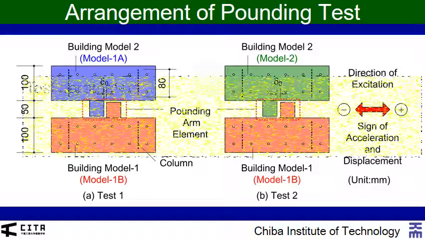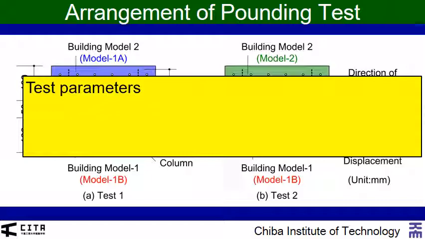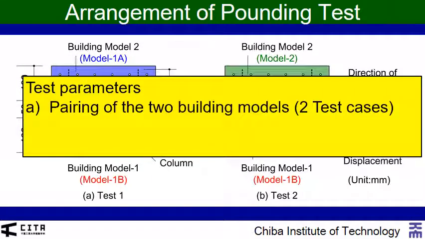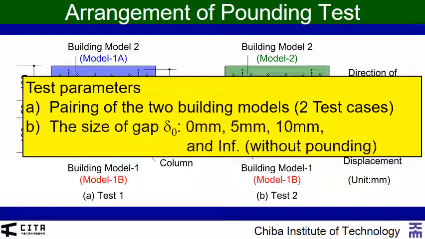stiffness. The test parameters in this study are the pairing of two building models. Test 1 is a case to simulate the pounding of low-rise buildings, while test 2 is a case to simulate the pounding of a low-rise building to a mid-rise building. And another parameter is the size of the gap. The size is set to 0, 5 mm, 10 mm, and infinite.